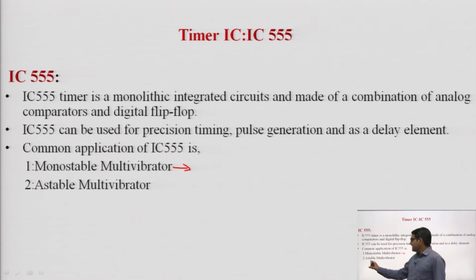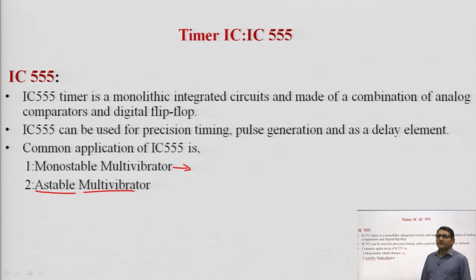And the second one is the astable. An astable multivibrator has no stable state, and the best example of an astable multivibrator is the free running oscillator or a square wave generator.